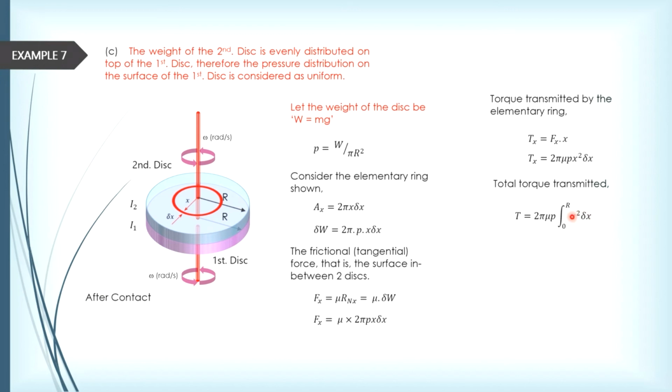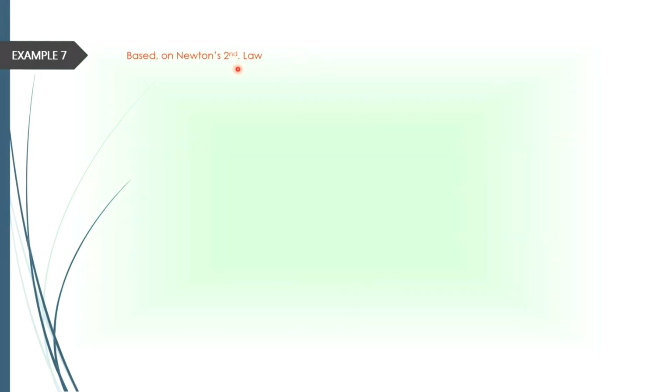So x squared delta x, we know that the integration of x squared gives x cubed over 3. So you have r cubed over 3 when you put in the limits of r and 0. So you have the torque formula. Now what is required is the time. So that is the torque. For the time, based on Newton's second law, you have this. And we know that alpha equals omega over t, right? So we can just put in I equals mk squared.